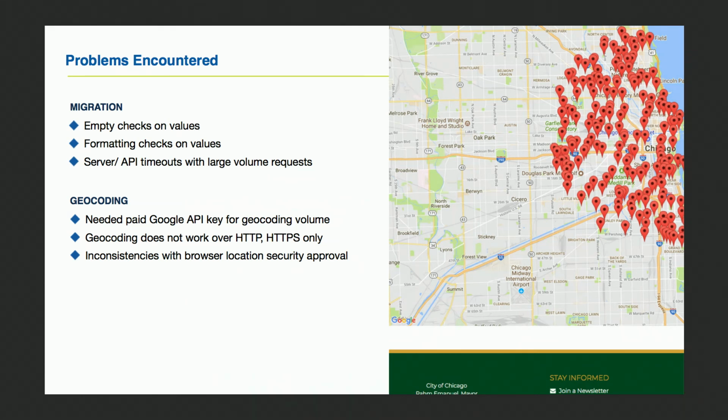Also, in development, the geocoding didn't work over HTTP. This is the user's location from the browser. If they access the page over HTTP instead of HTTPS, most modern browsers will deny the location request. So you just have to make sure to make a self-signed certificate for your machine when you want to test developing that locally.